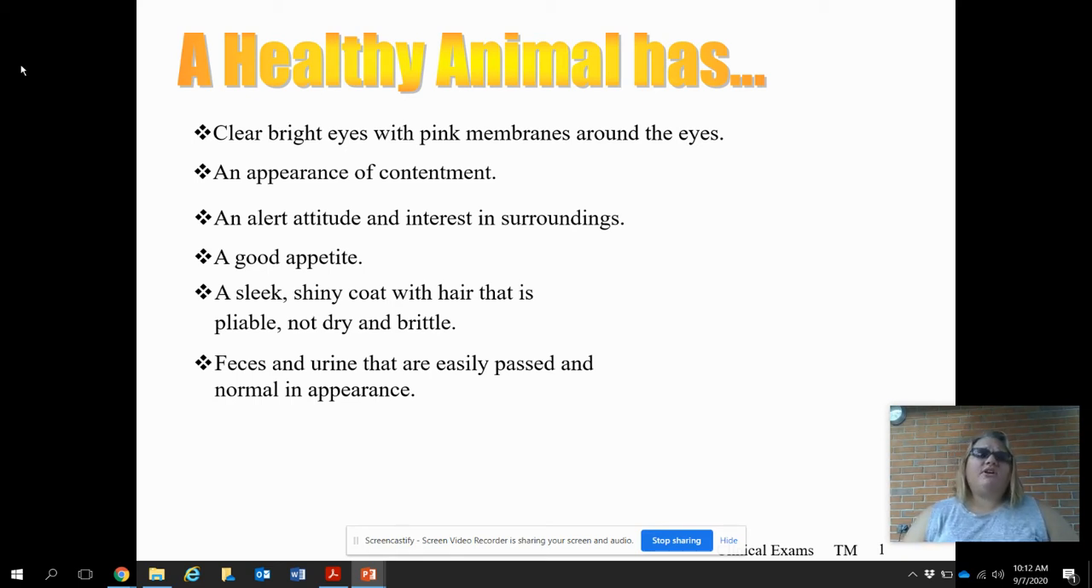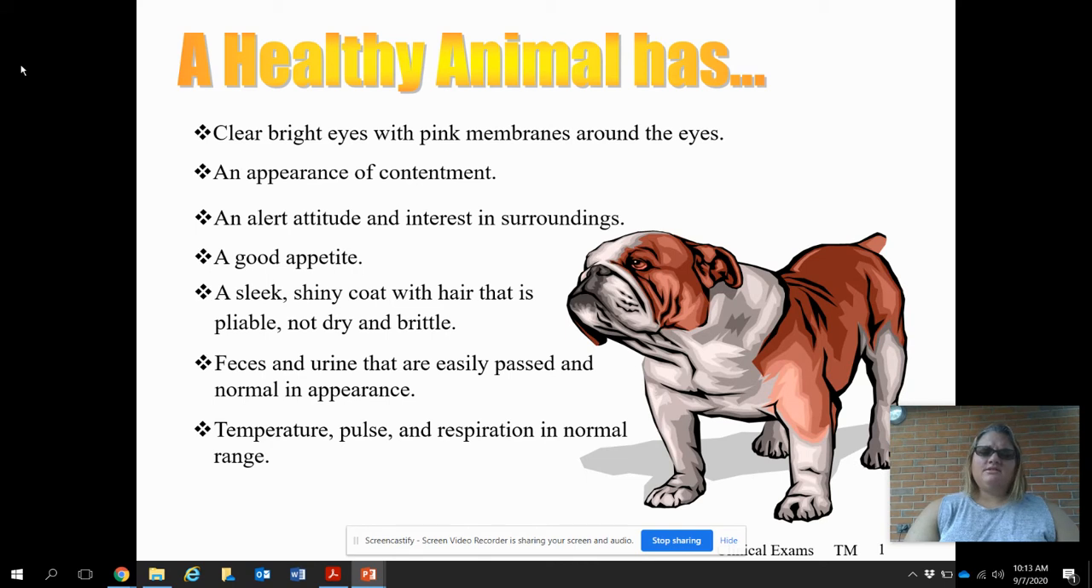So it's very important to know normal for your animal, and not everybody's normal is the same. Same with humans, same with animals. So that when things are abnormal, you see it quickly. You can describe things to the veterinarian so that they can make good choices quickly to get your animal back and feeling good again. And then temperature, pulse, and respiration in normal ranges.